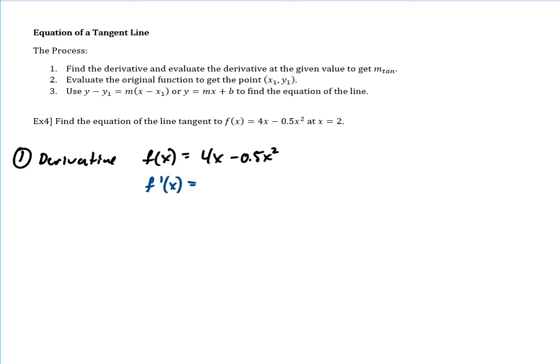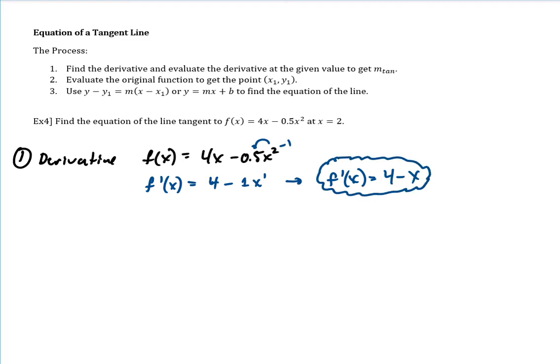So f prime of x: the derivative of 4x is just 4, because this is a linear term. And then our second one, the 2 times the 0.5 would give us 1. So that 2 multiplies that, and then minus 1 from the power would be just 1 again. I don't really need to show those 1s, so our f prime of x is really just 4 minus x. Okay, so that is the derivative.